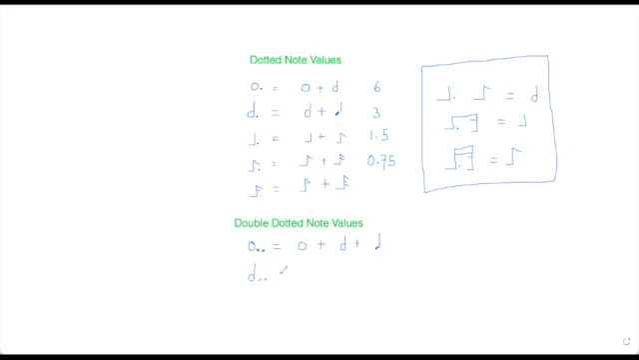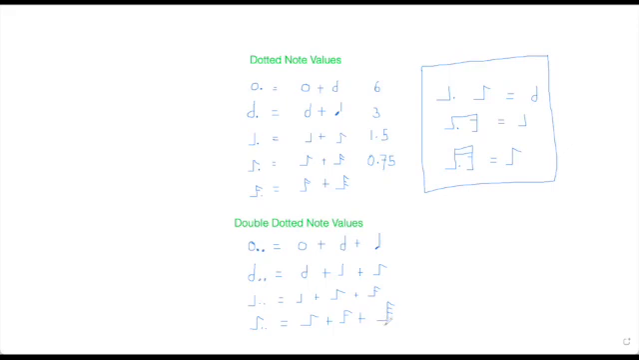So double dotted minim is equal to a minim plus a crotchet plus a quaver. And then I'll just give you two more, and then we'll finish with the dotted notes. Oops, I skipped one. So the double dotted crotchet is equal to a crotchet plus a quaver plus a semi-quaver, added together. And then finally the double dotted quaver is equal to a quaver plus a semi-quaver plus a demi-semi-quaver.